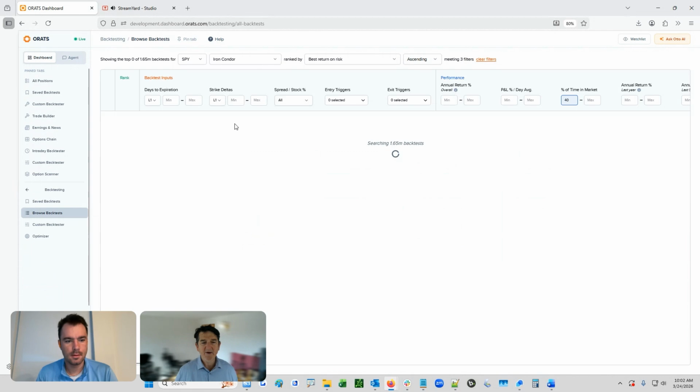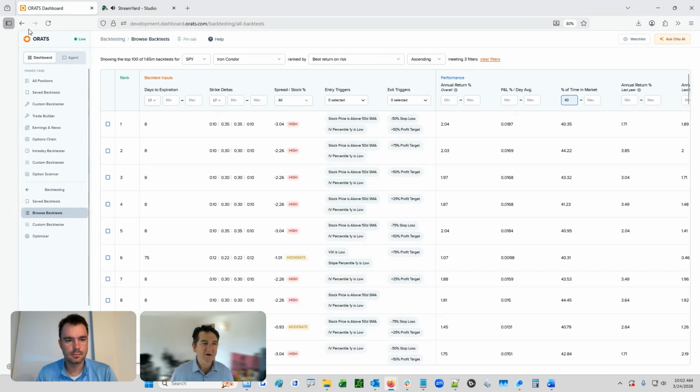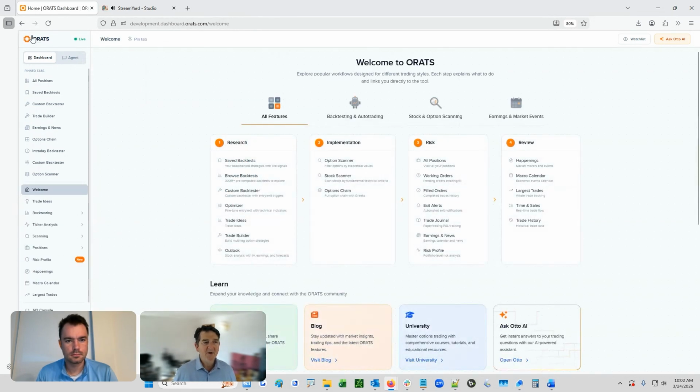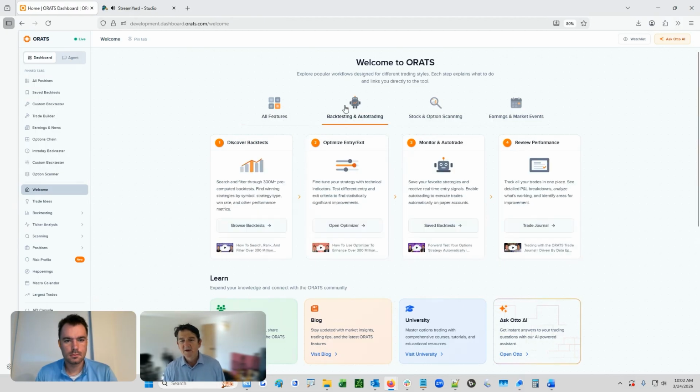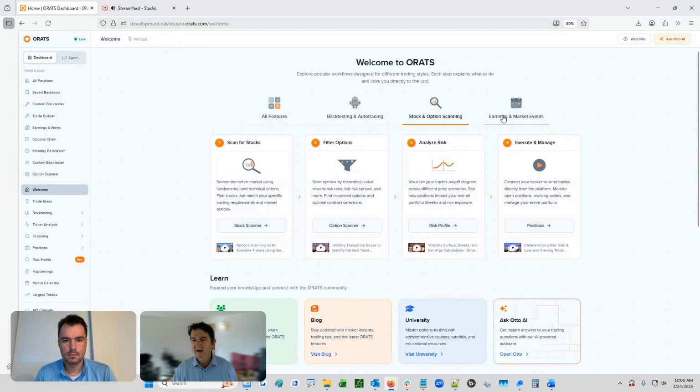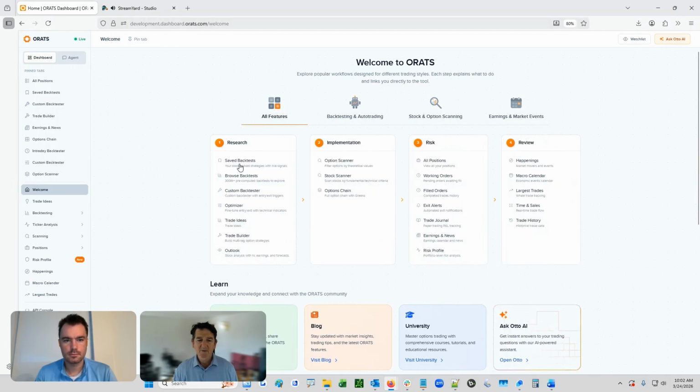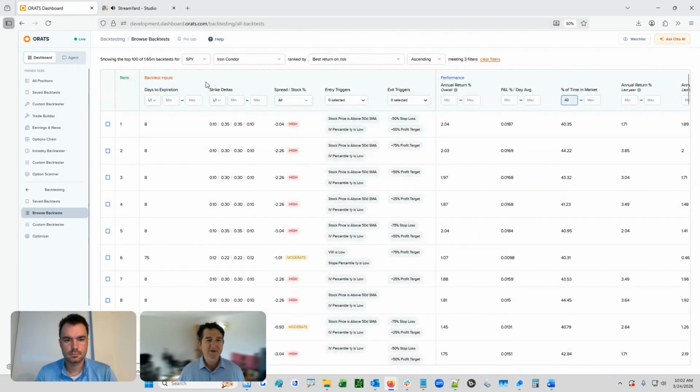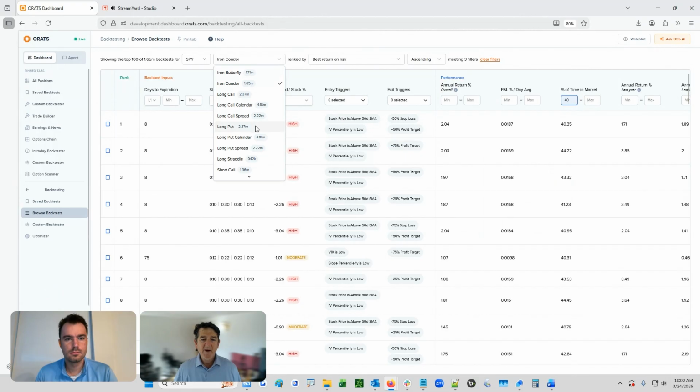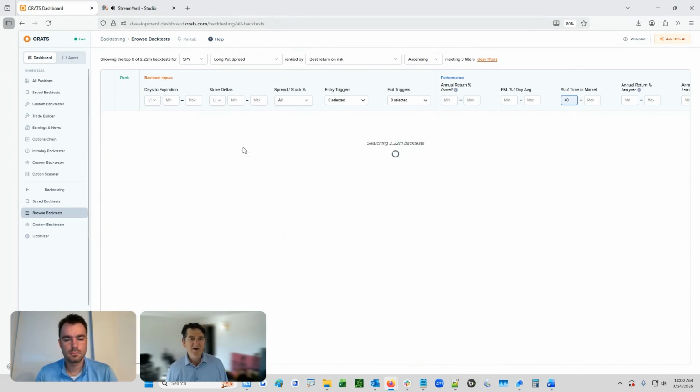So again, you could go to the browse backtest. If you click up here, you get all the things that we could do in ORATS. There's backtesting. We talk about it. There's scanning, and so I'm going to go to browse just to see here.